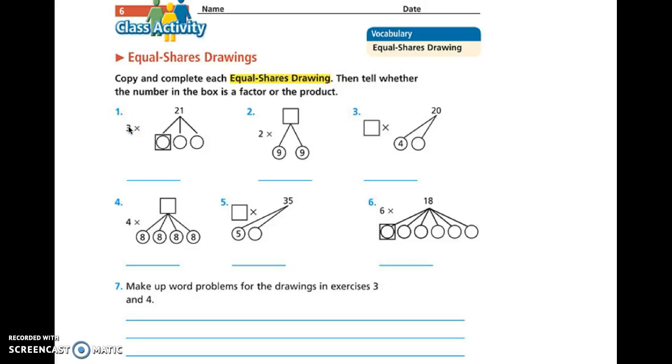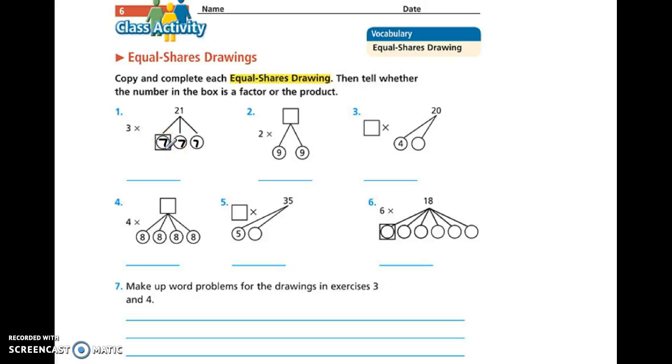So the way I look at these is I try to think, okay, 3 times what equals 21, or 3 groups or 3 of these numbers put together is going to equal 21. Okay, so I'm thinking about that, and I know that 3 times 7 equals 21. So I put 7 in here, and then we can check my work and see if I'm right. So I'm going to say 7 plus 7 is 14, plus 7 more is 21. So that works.